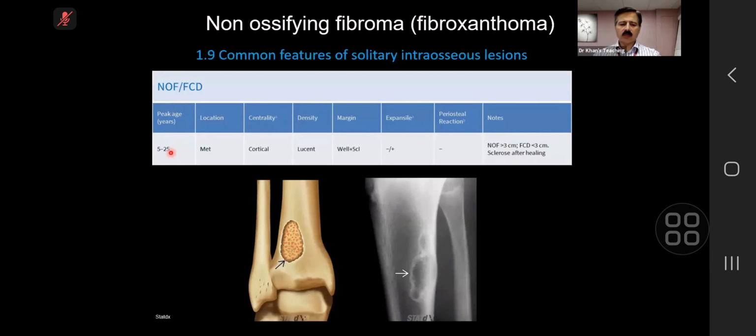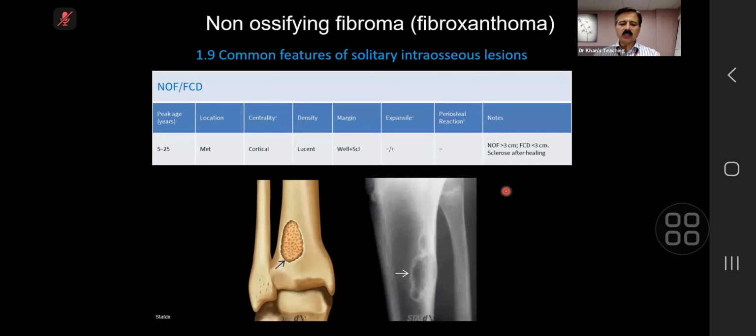Fibrous cortical defect and non-ossifying fibroma is the same thing, age group 5 to 25, less than 3, more than 3. Please remember, osteoblastoma was less than 2, more than 2, you know, osteoid osteoma versus osteoblastoma. And non-ossifying versus fibrous cortical defect, less than 3, more than 3.